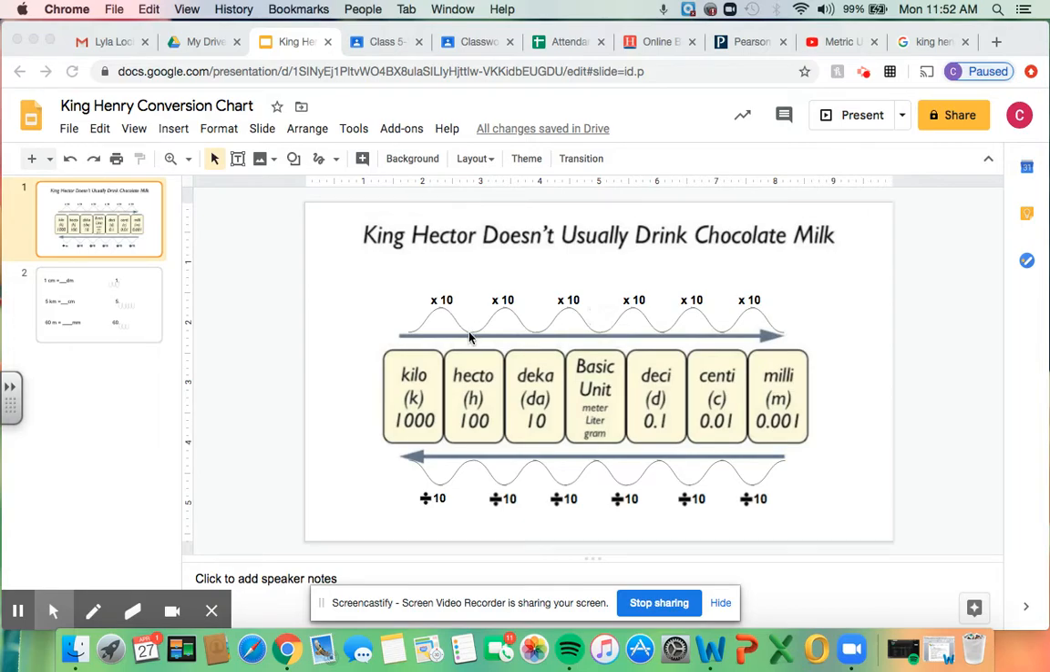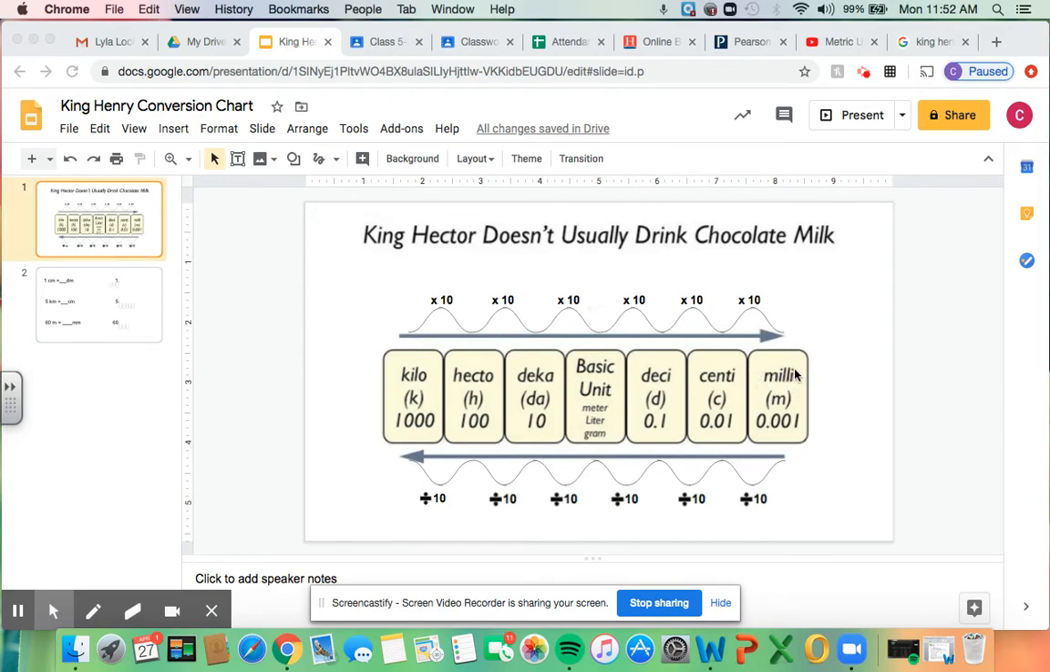So this is the chart we're going to be using for the next few days. And it goes from smallest units on the right all the way to largest on the left. So these are all the prefixes for each of the units that you'll be using. And you'll be adding words to them based on what you're doing, whether it's length, capacity, or weight. So today we're doing length.